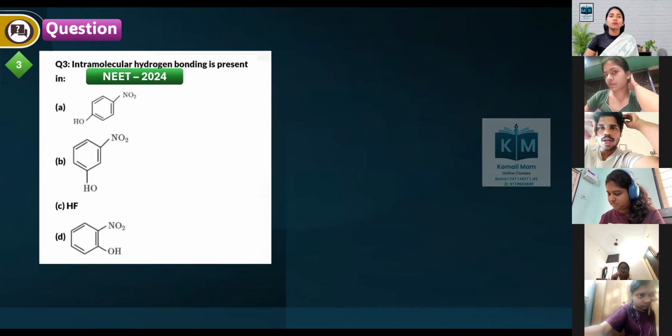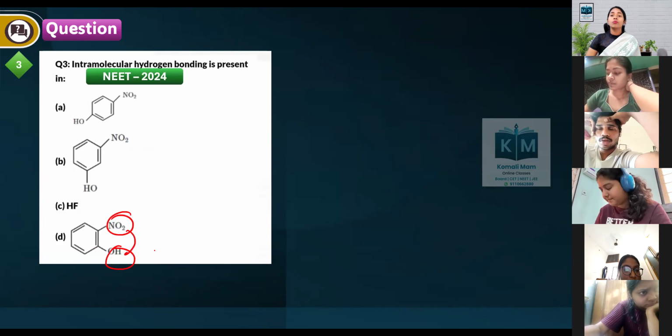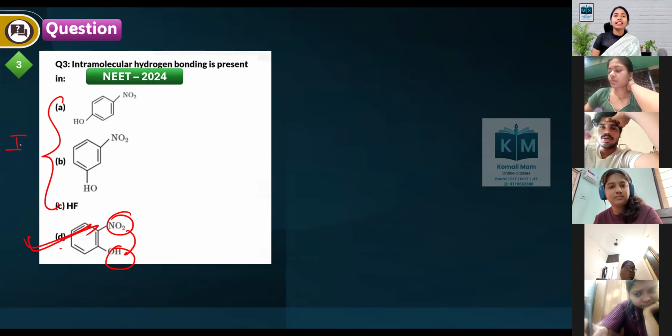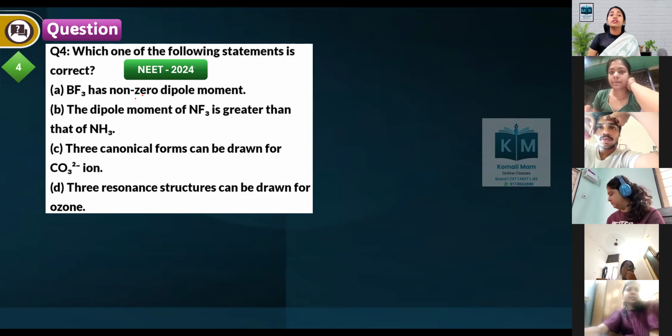Intramolecular H bonding is present within the same molecule. When a more electronegative atom like oxygen is in touch with an adjacent hydrogen, that will show intramolecular hydrogen bonding. Remaining all are intermolecular, where hydrogen bonding is exhibited between two molecules. Which of the following statements is correct? BF3 has non-zero dipole moment. Same question, no? Interchanged options, same question.